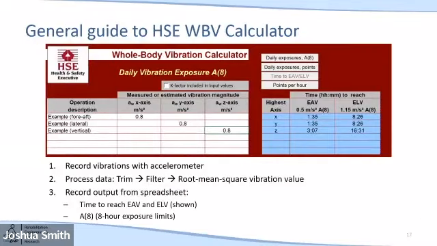So the general guide to using this HSE, Health and Safety Executive, calculator is to take your measurements. Put your accelerometer on the seat and measure over the duration of exposure, however long someone is actually using that equipment. Then do the same analysis: the trimming, the filtering, making sure you're honing in on exactly where that vibration exposure is occurring. And then plug that value directly into this spreadsheet.